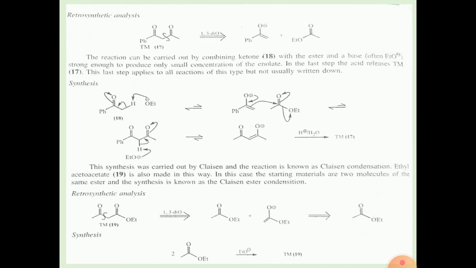Then ethyl acetoacetate is also made in this way. In this case, the starting materials are two molecules of the same ester, and the synthesis is often known as the Claisen ester condensation. The retrosynthetic analysis: firstly, a 1,3 disconnection, then EtO- and enolate formation, and the synthesis is two moles of the ester molecule and the formation of this compound.